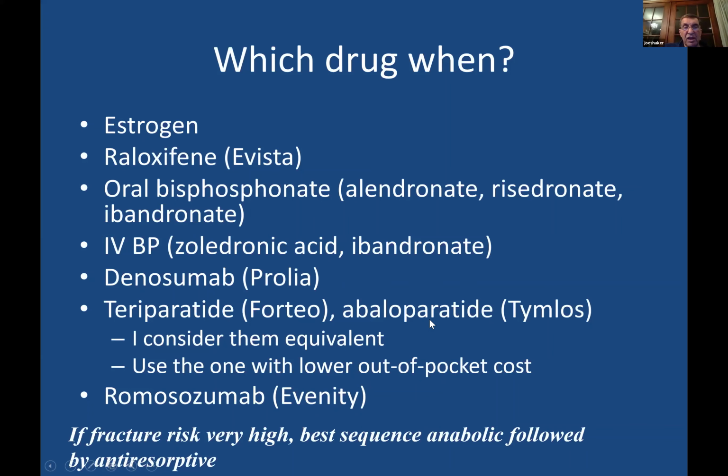I use the anabolic agents, all of these, in patients that are really high risk for fractures. If I'm going to use a PTH analog, I actually pre-auth both of them and see whichever is cheaper for the patient. If the patient has a very high fracture risk, the best sequence is anabolic first, followed by anti-resorptive. So in patients who already have, say, vertebral fractures, I would typically start with an anabolic agent, followed by anti-resorptive.